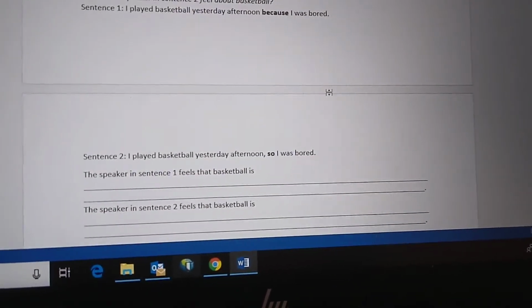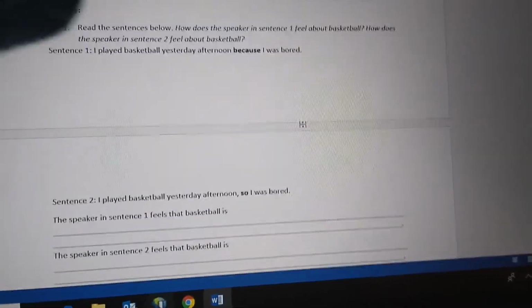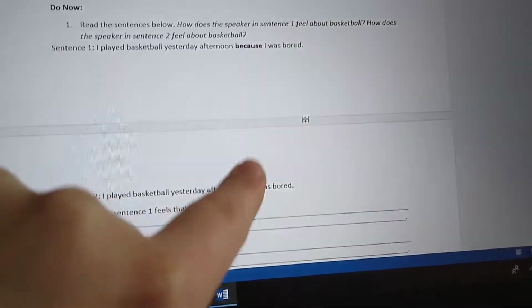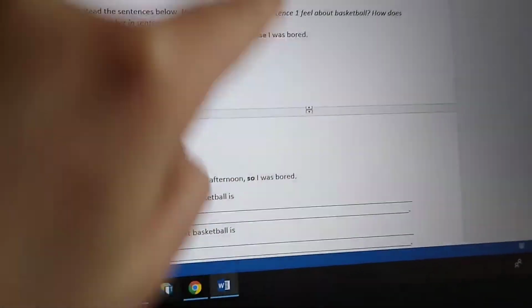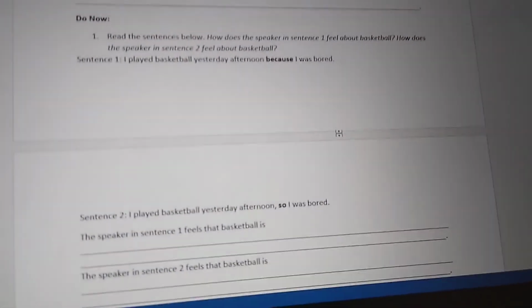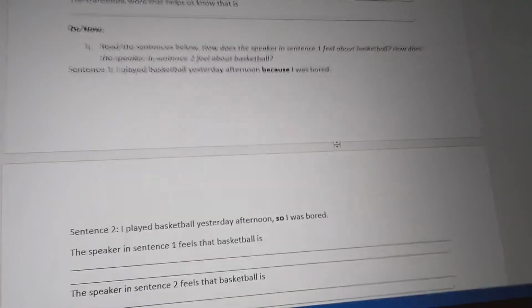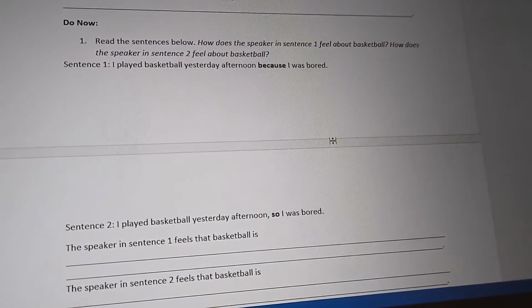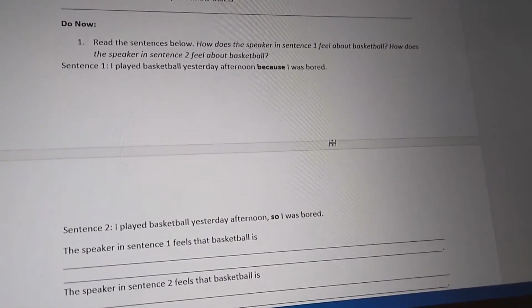For these two sentences, we can see that they're different because of these words. So because and so are what make these sentences different. And with these just changing one little word, it's changing the meaning of the entire sentence.